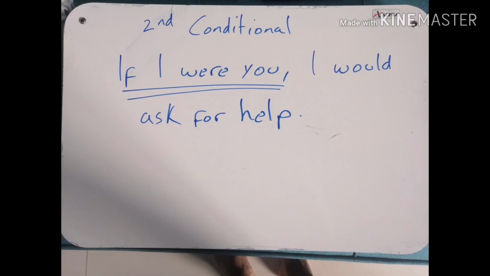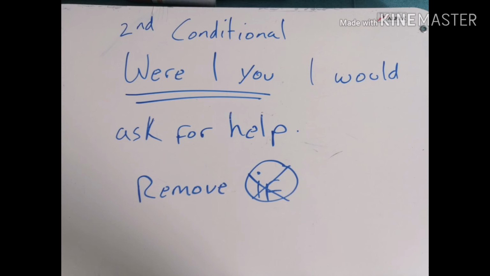The second conditional, for sentences like this, if I were you, I would ask for help. We change this by eliminating the word if and creating our inversion like the following. Were I you, I would ask for help. As you guys can see, we remove the word if completely in this case and start our sentence with the word were. Were I you.